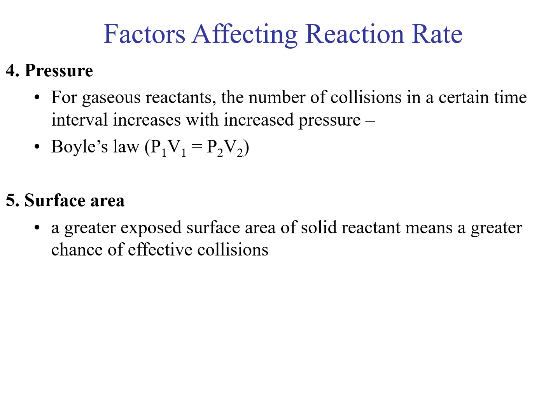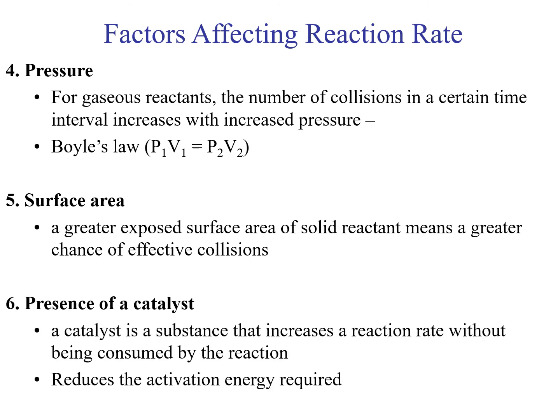Surface area of the material also affects reaction rate. The more surface area, the more locations for a collision to occur. Think of how quickly sugar dissolves, depending on how much surface area it has. Granular sugar dissolves faster than a lump of sugar. And finally, the presence of a catalyst greatly increases reaction rate. A catalyst is a substance that increases a reaction rate without being consumed by the reaction. Adding a catalyst will significantly reduce the amount of energy needed because it significantly lowers the activation energy.